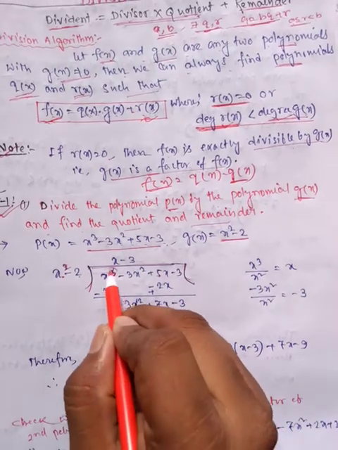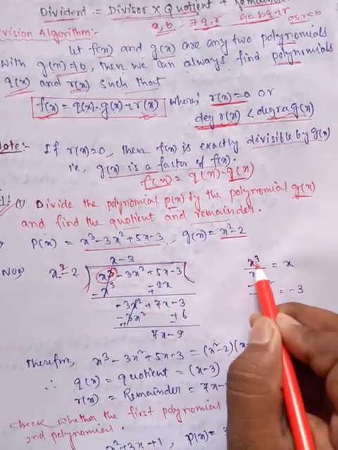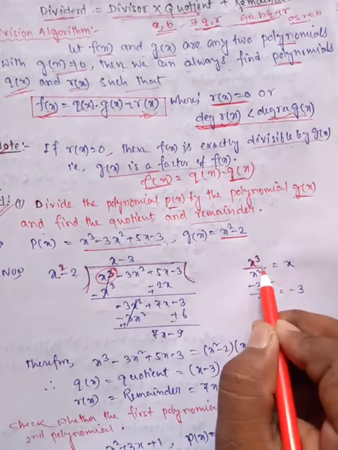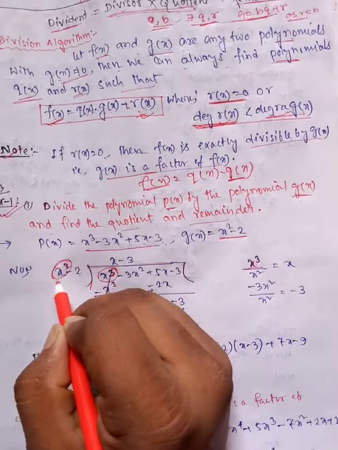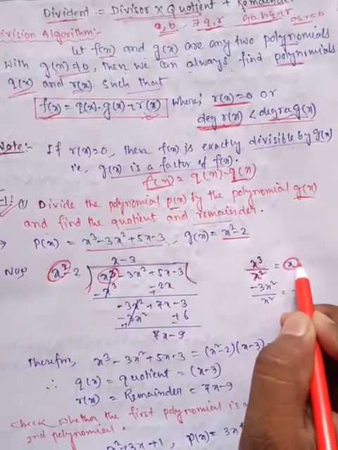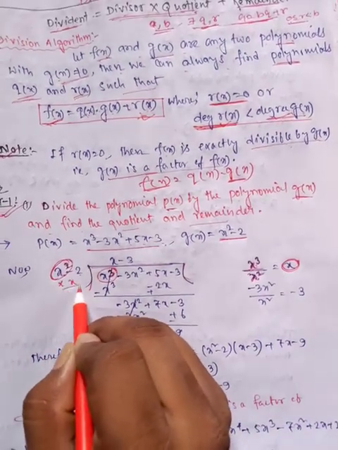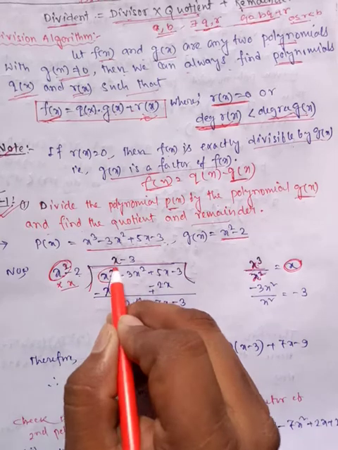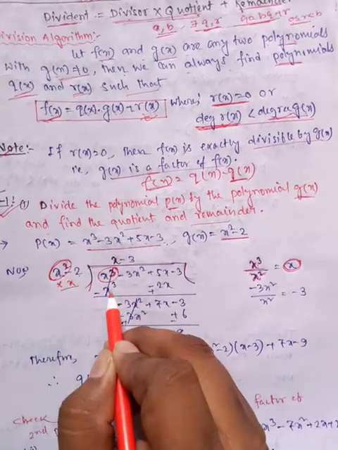So first take the first term of this polynomial, it is x cube. Divide this term by the first term of this divisor, which is x square. So x cube divided by x square, you will get x. So you have to multiply the divisor by x. If you multiply x into x square minus 2, you will get x cube minus 2x.